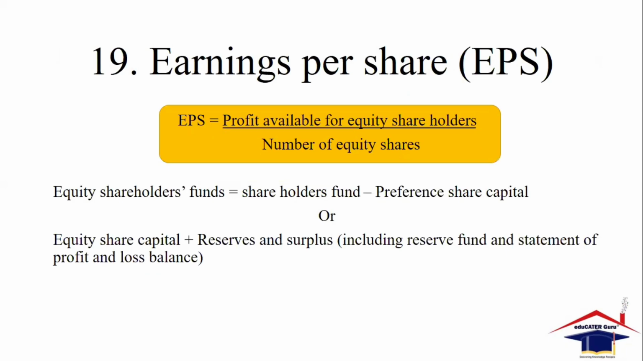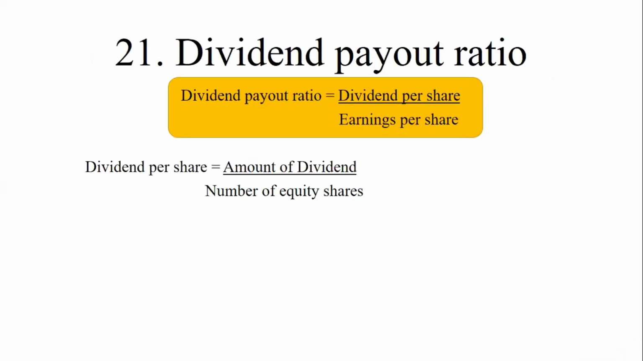Next, earnings per share. In simple short form, we say EPS. It is profit available for equity shareholders divided by number of equity shares. First you need to understand what the equity shareholders' fund consists of. Shareholders' fund minus any preference share capital, you'll have to remove. In simple words, equity share capital plus reserves and surplus, inclusive of all the reserve funds and statement of profit and loss balance, is equity shareholders' fund.